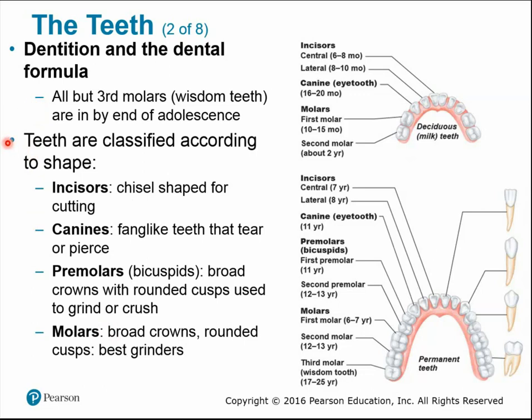Teeth are classified according to their shape, right, which is also going to reflect their function. The incisors, the front teeth, are chisel-shaped for cutting. The canines are sharp, fang-like teeth that are used for tearing and piercing things like meats. The premolars and the molars are more broad, so they'll have rounded cusps. These are used for grinding and crushing.